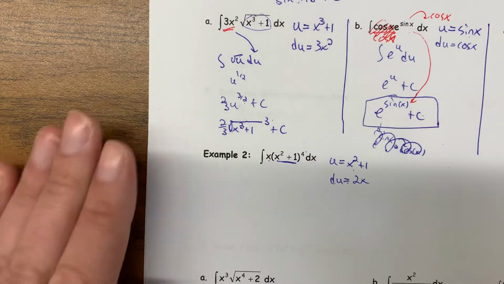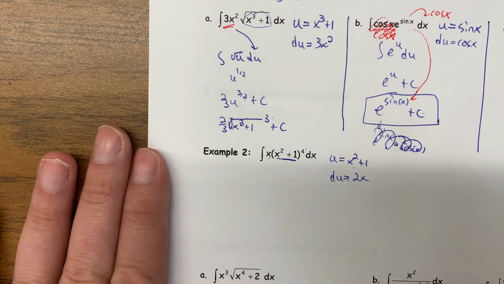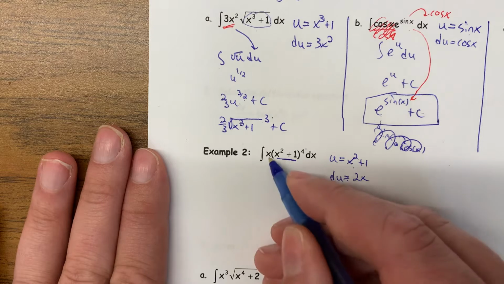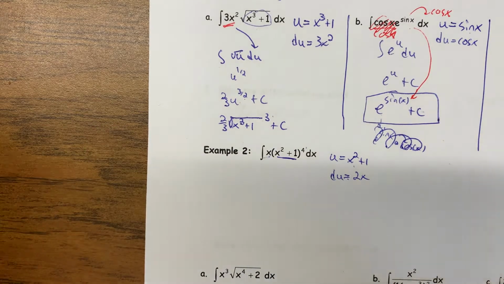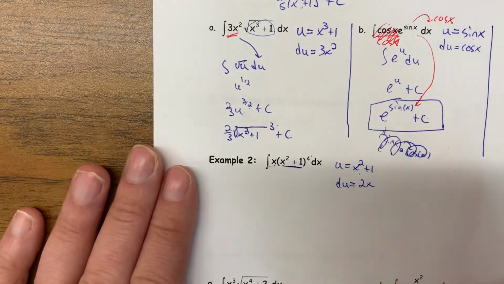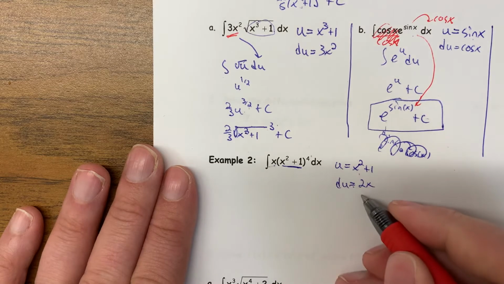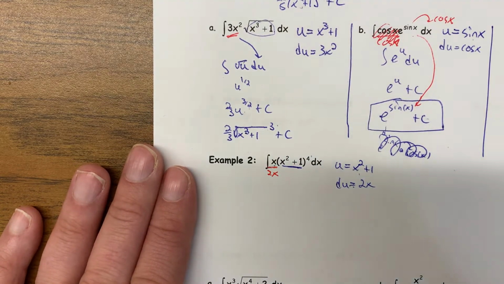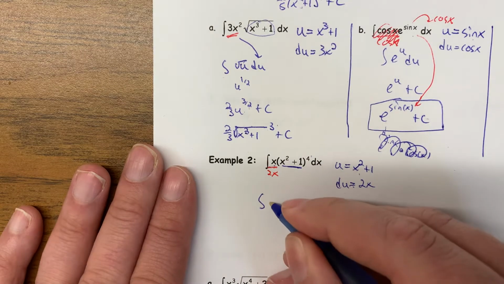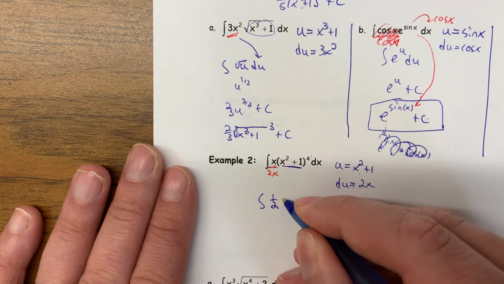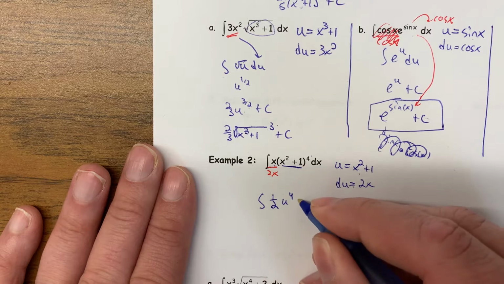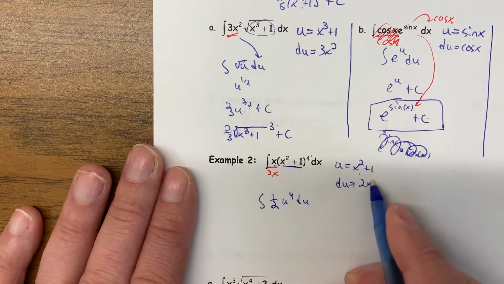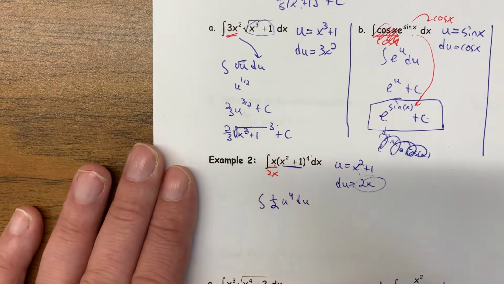And it's okay if things are off by a constant, because what's going to happen is we're going to end up just dividing by the 2x. So we're going to end up doing the opposite of chain rule and dividing by the 2x. And so x divided by 2x is 1/2. So this is 1/2 u to the fourth du. So if you just divide by it instead of multiplying it, it'll cancel out.